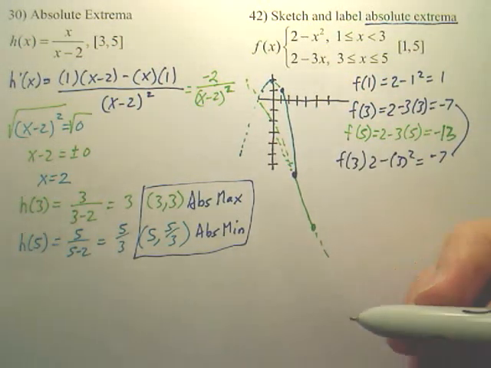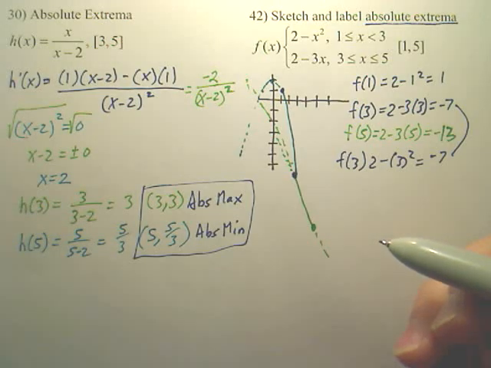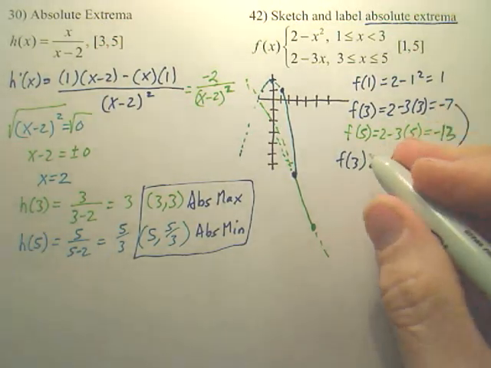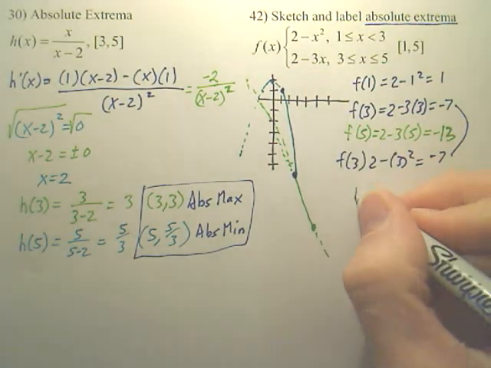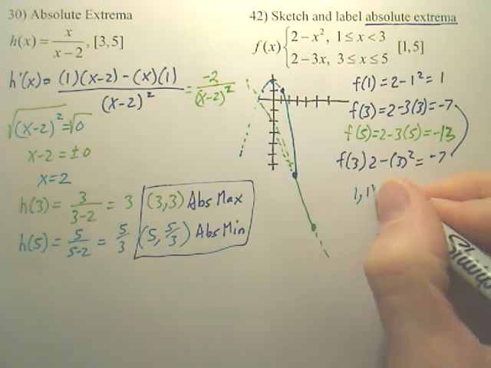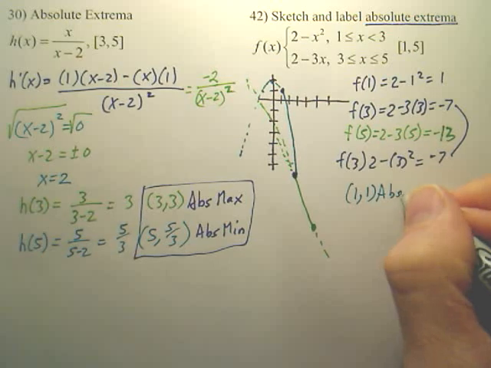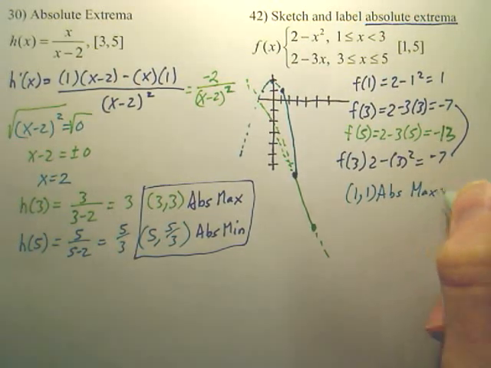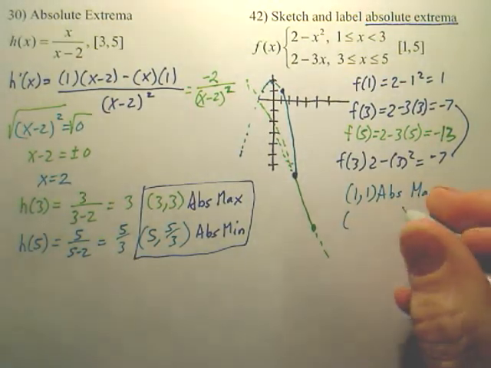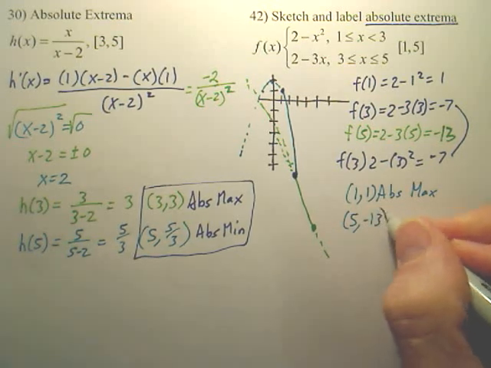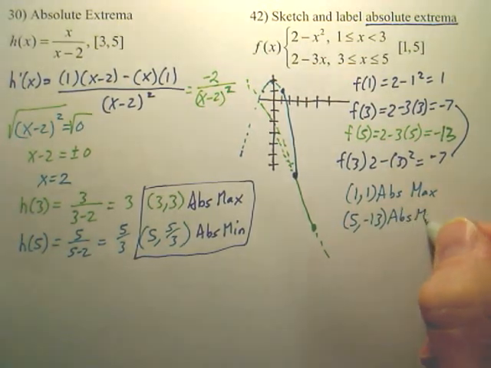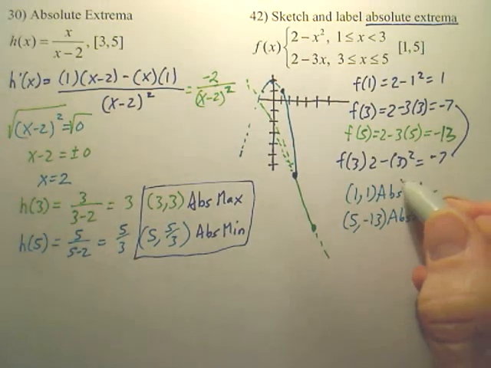So, looking at this graph, is it pretty obvious, the max and min? Yeah. So we have this point right here, which looks like the absolute max, which would be 1, 1. And the other one would be 5, negative 13, which would be your absolute min.